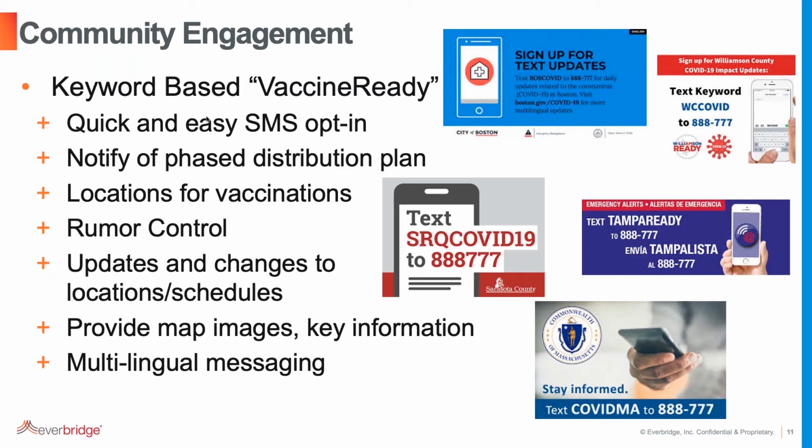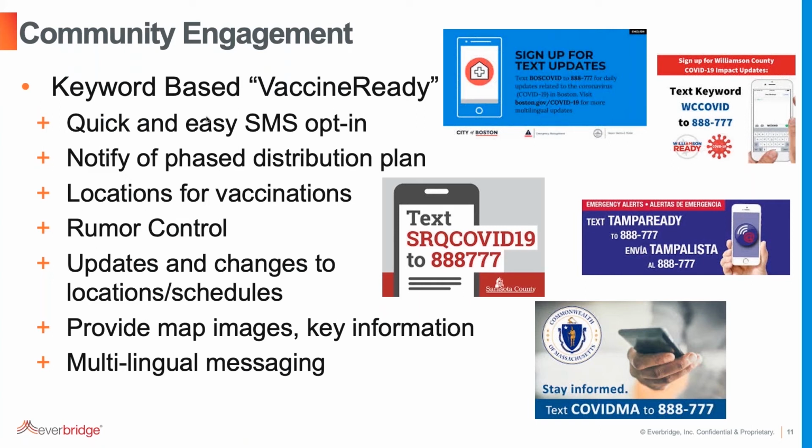Leverage it for notifying of your phase distribution plan. Keep the public up to date. Let them know what's going on. Let them know the changes that may be happening. Especially, again, we have winter coming up. We're in winter. I've been on calls with some of you recently where I see the snow in your backgrounds. So we know that's happening. We know it may change your plans as a result. So make sure you're keeping the community informed.